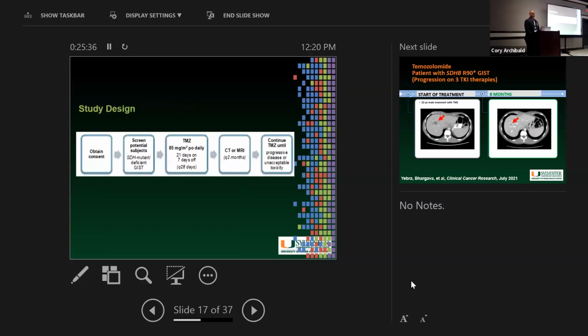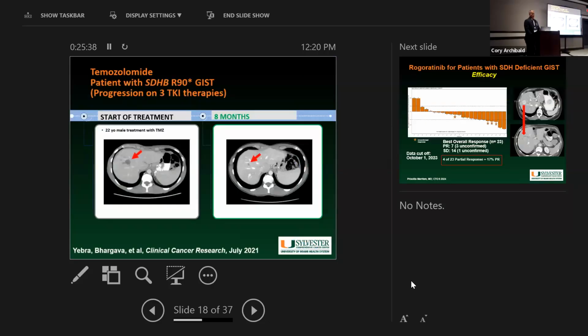And so he designed a clinical trial that we participated in, and this is one of the patients that has an SDH deficient GIST treated with temozolomide, and clearly showed objective decrease in patient tumor size. So temozolomide is a reasonable treatment for patients with SDH deficient GIST, ideally in the setting of a clinical trial.